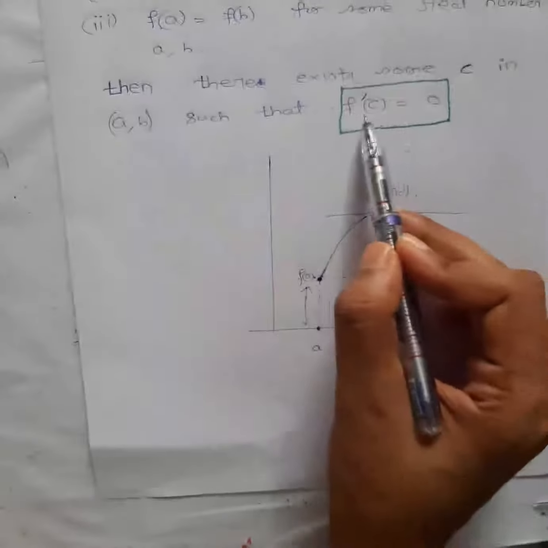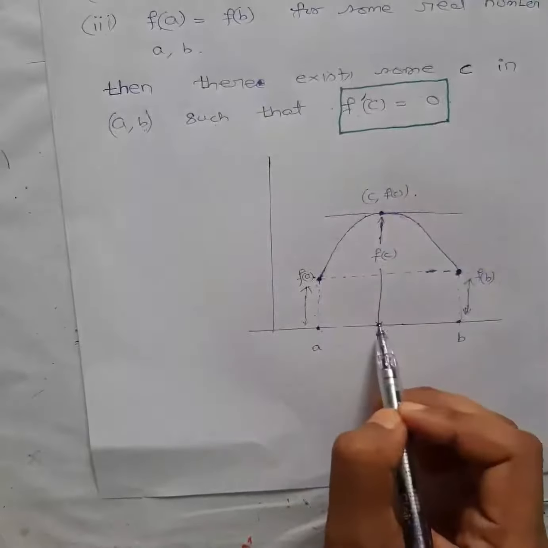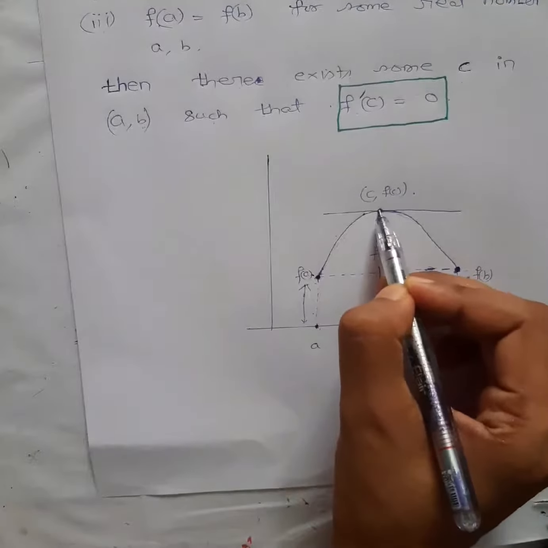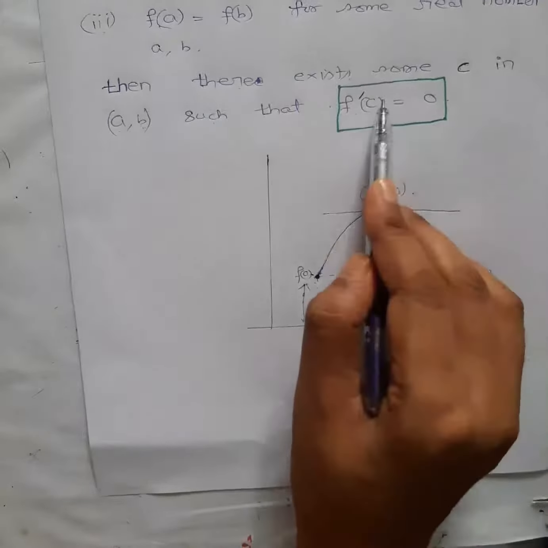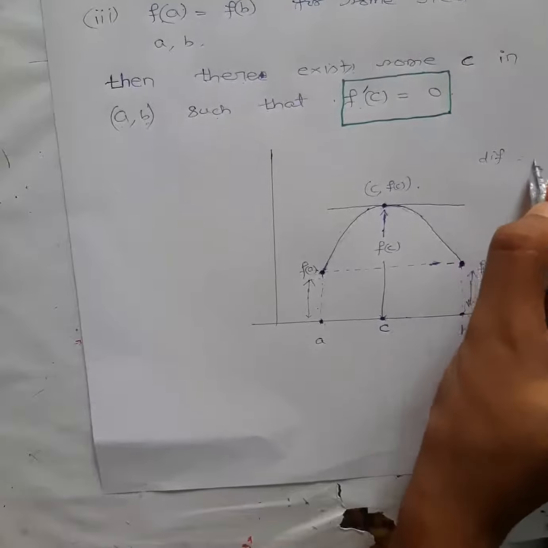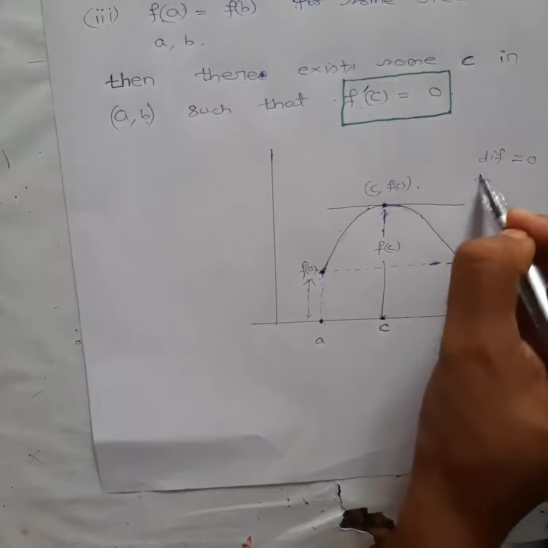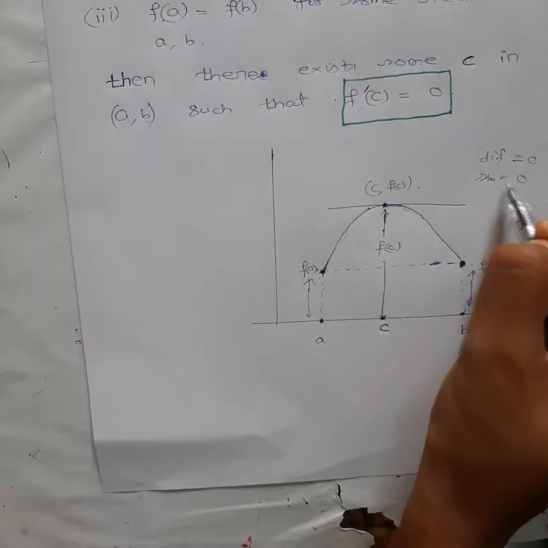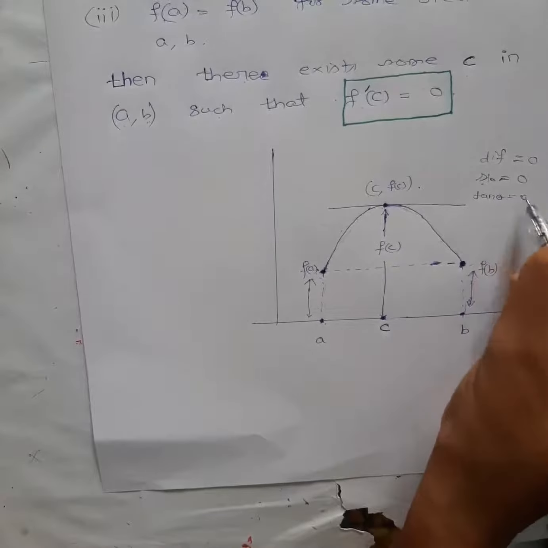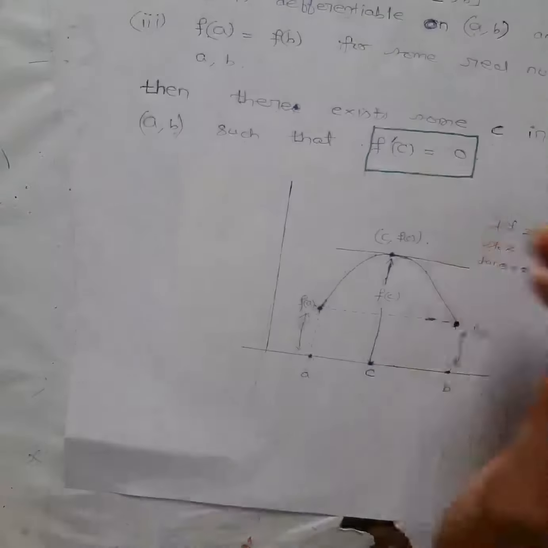such that the differentiation of that function at that point, at this point, what is the function? This one, right? The differentiation of that function will be 0. Now differentiation equal to 0 means what? The slope of the tangent is equal to 0. Right? Slope of tangent means tan theta is equal to 0.